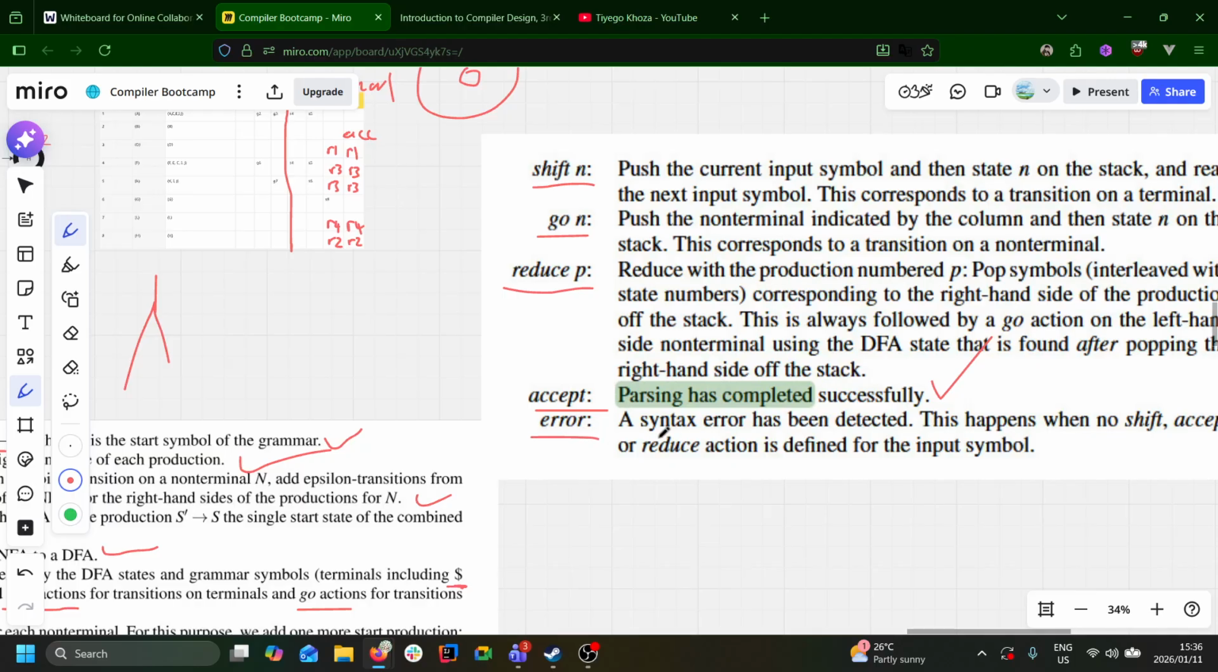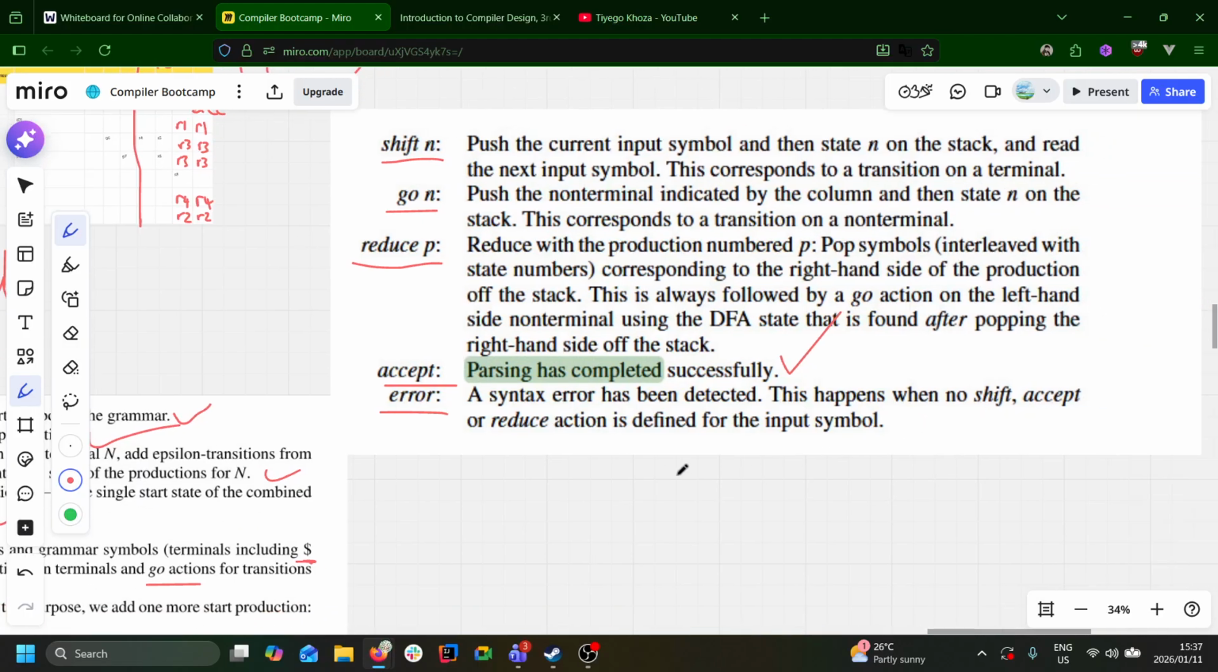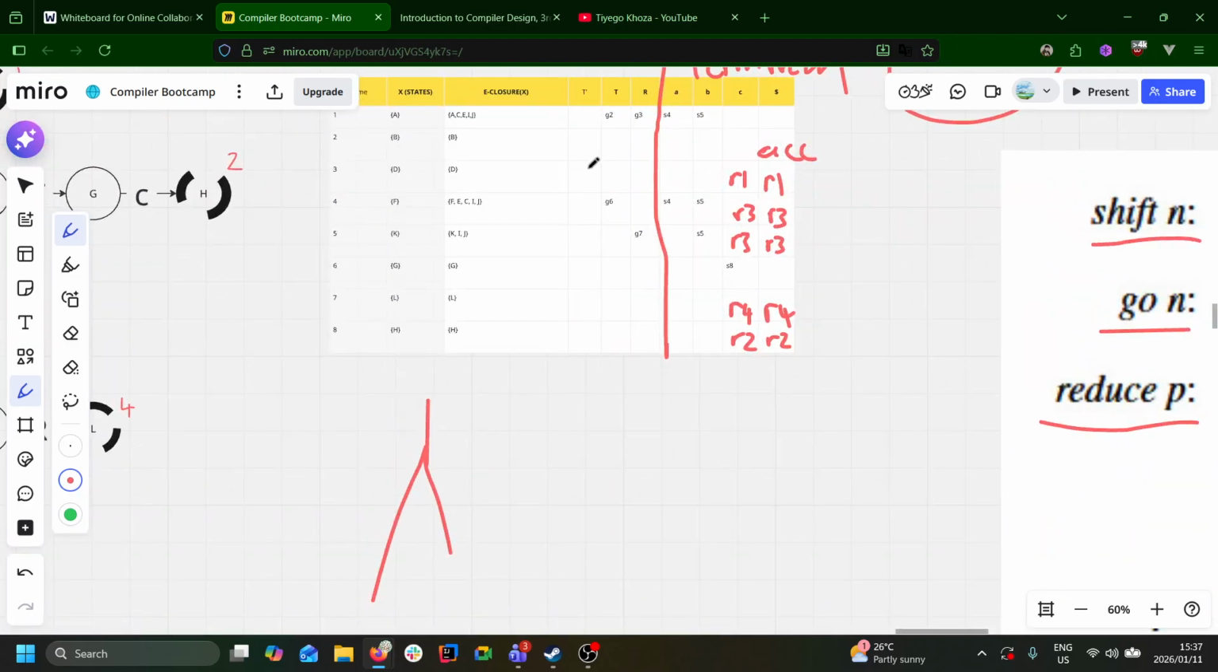Now, what about the error? How do you know something went wrong? A syntax error has been detected when there is no shift, accept, or reduce action for the input. The error is already there: the blank cells of the table will be the error. So if we're going through the DFA and somehow end up here, and we don't know what action to do, it's usually an indication that there was a syntax error. I'll explain what it means to end up here.